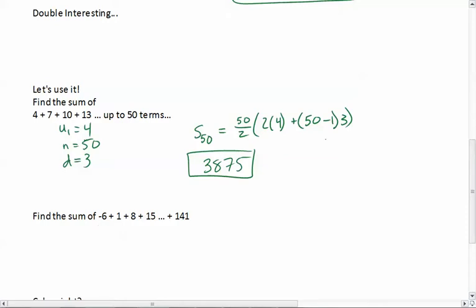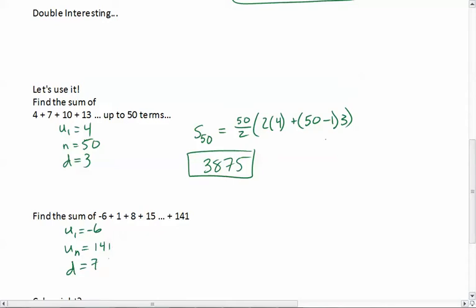Let's find the sum of negative 6, 1, 8, 15, up to 141. So this time, I've got U1, which is negative 6. I've got the last term. They were very nice. They gave me the last term this time. I have no idea what number term that is, but it is the last term because I'm going all the way up to 141. And then I know the difference, right? We can figure out the difference fairly easily because 1 minus negative 6 is 7. 8 minus 1 is 7, 15 minus 8 is 7, so the difference seems to be constant.